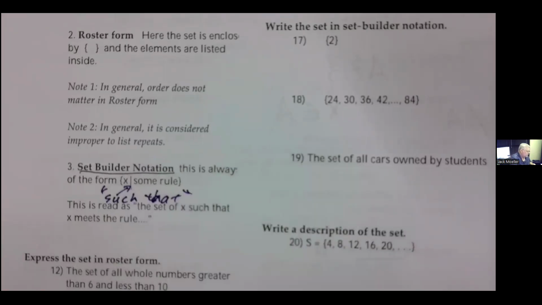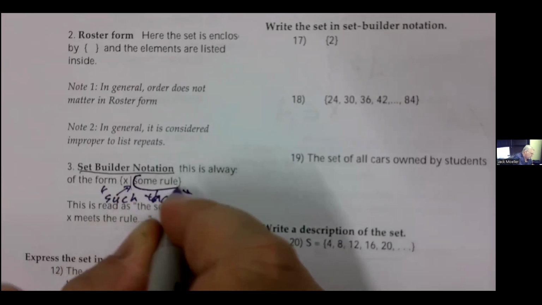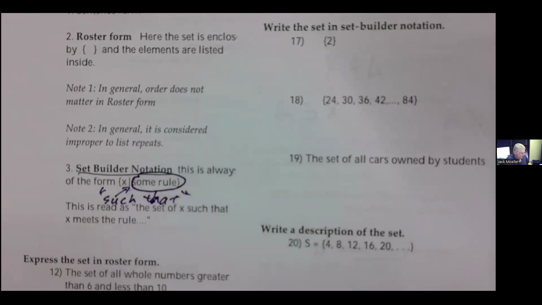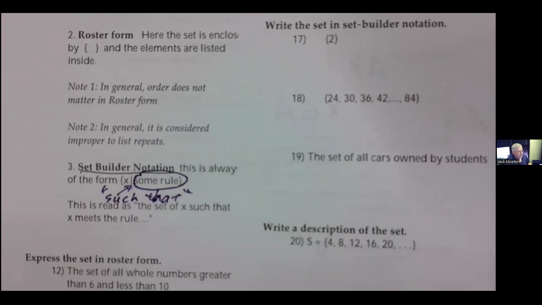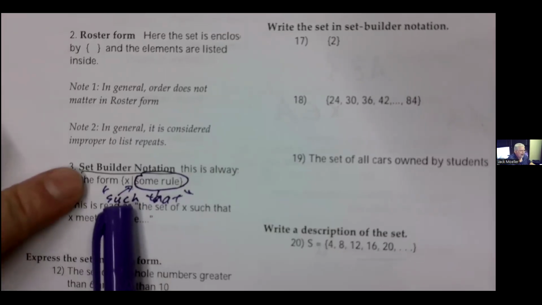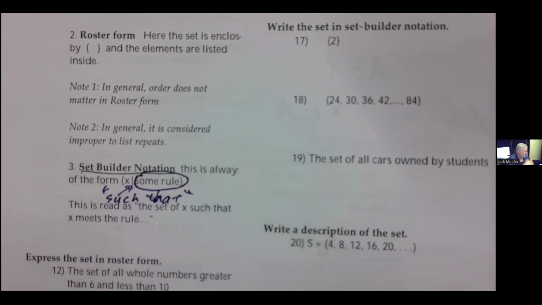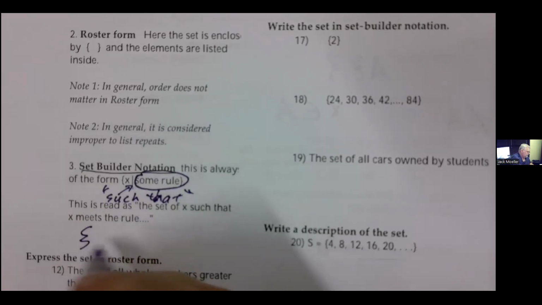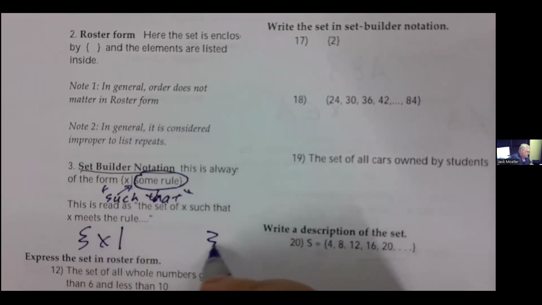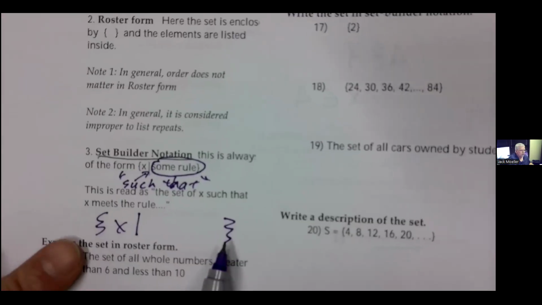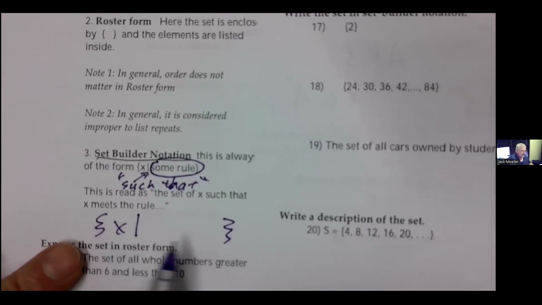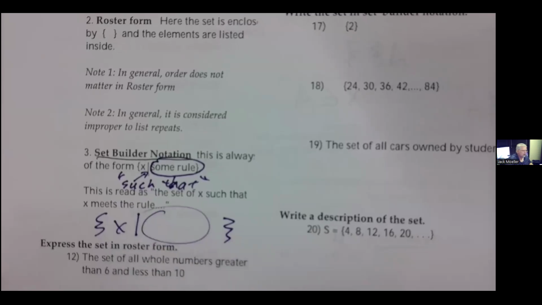And then you're going to have some rule. The important part as a student on set builder notation is getting that rule correct. That's really going to control the elements. But if you're writing set builder notation, you have to have the overall form. You have to have the set X such that, and you have to have the open and closed curly brackets. You always have to have that in every set builder notation, and then you add in whatever the rule is.